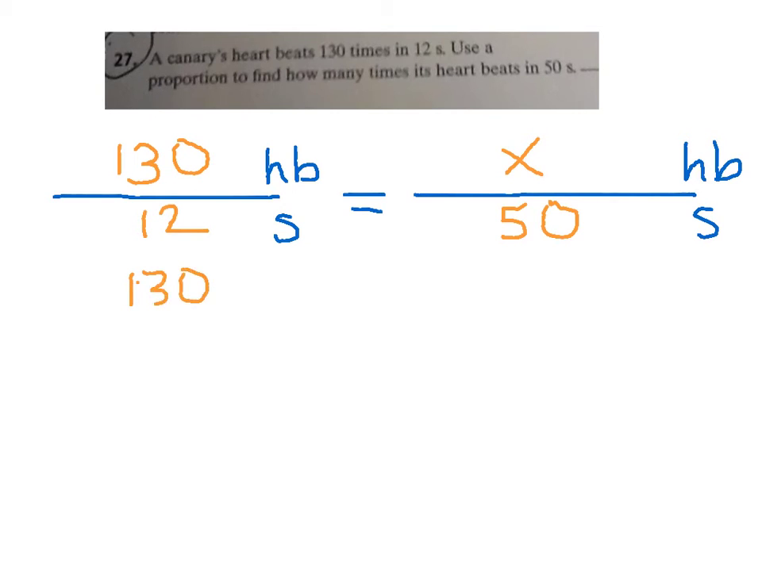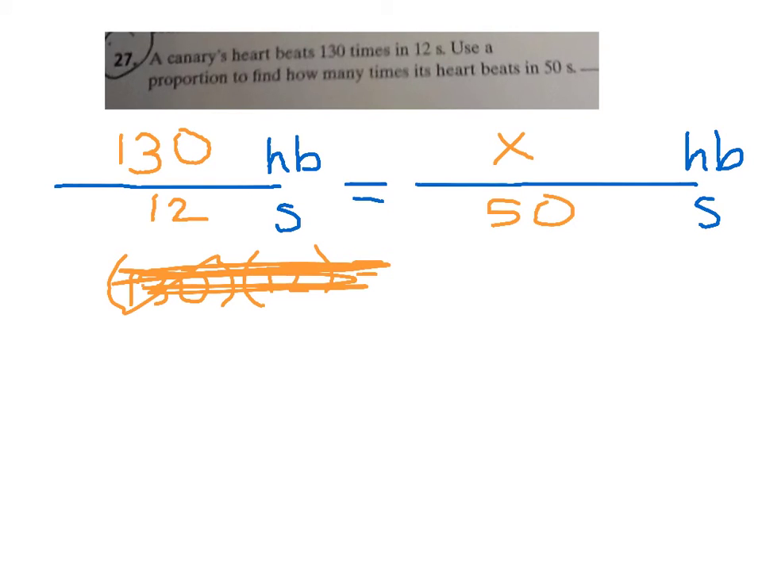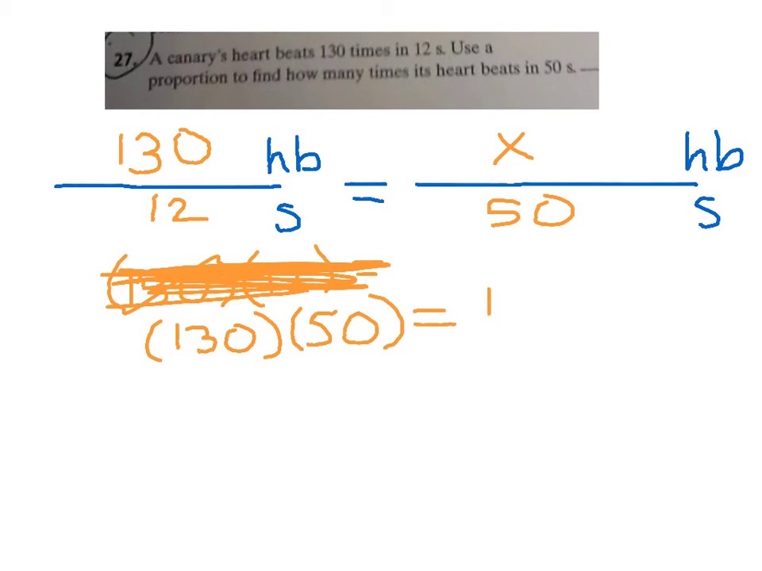130 times 12 is equal, let me back up on that one. Hold on, that looks so ugly, I just can't stand it. I don't know why it does that. All right, here we go. This won't erase for me, so I quit. So I'm going to cross multiply, so I have 130 times 50 is equal to 12 times x.